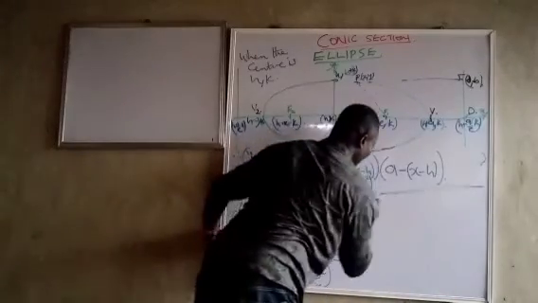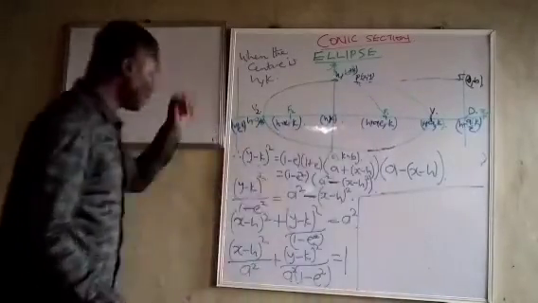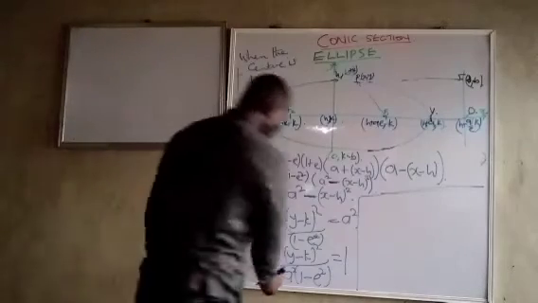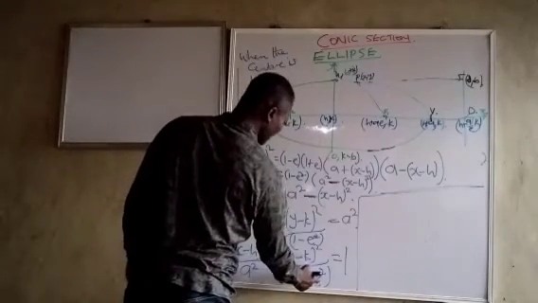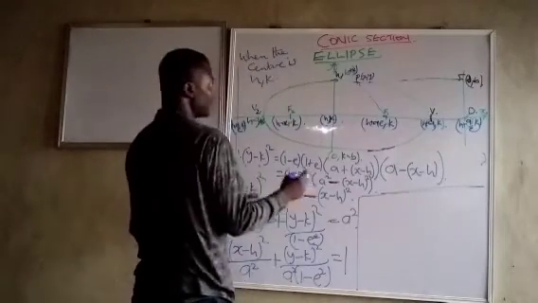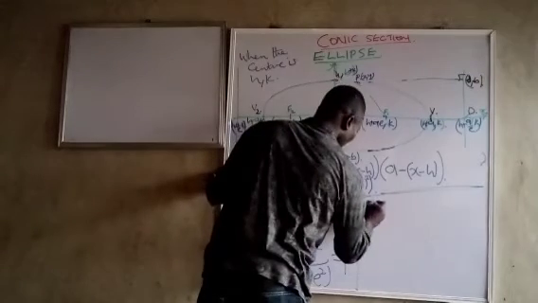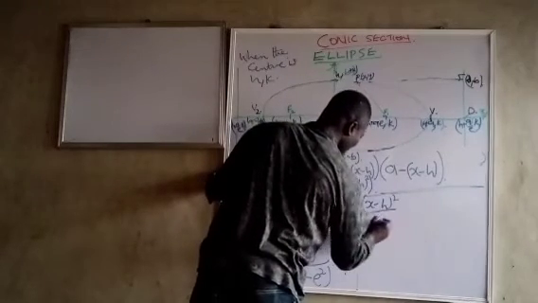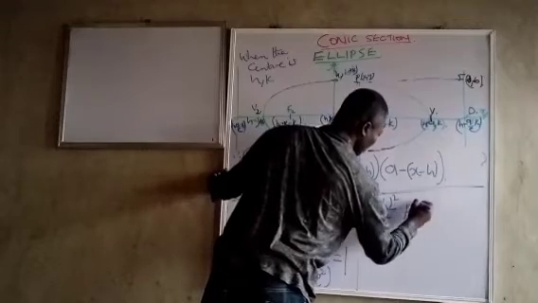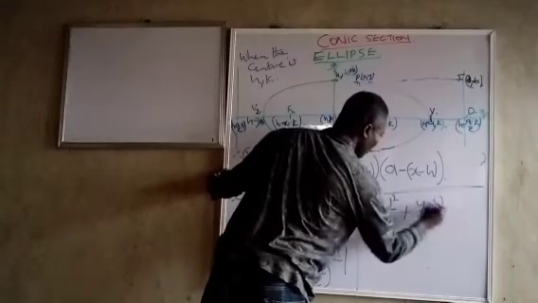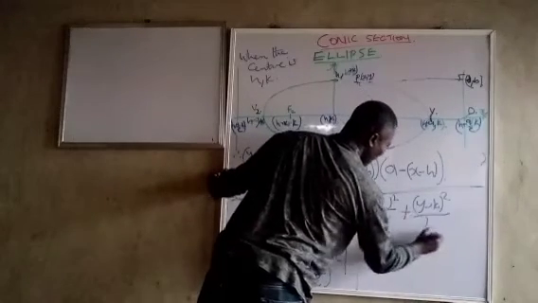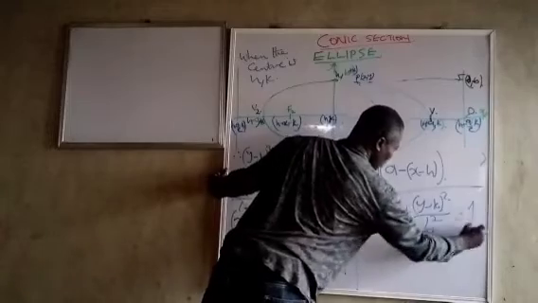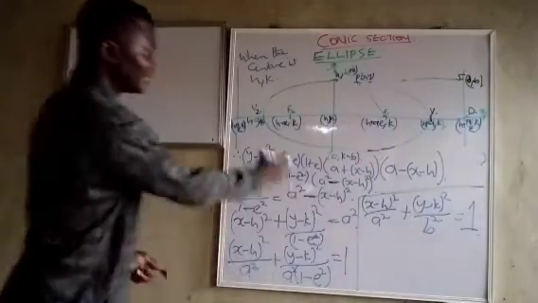Can you see the semblance now? Can you see the semblance to the other one we got? So a squared into 1 minus e squared is b squared. So we have x minus h squared over a squared plus y minus k squared over b squared is equal to 1. That is the result.